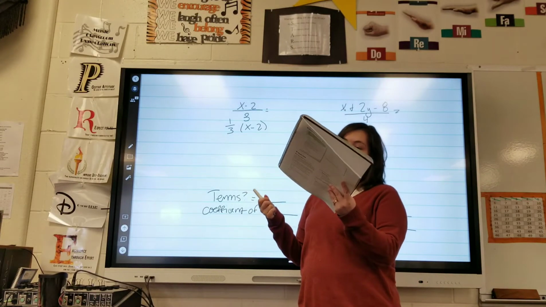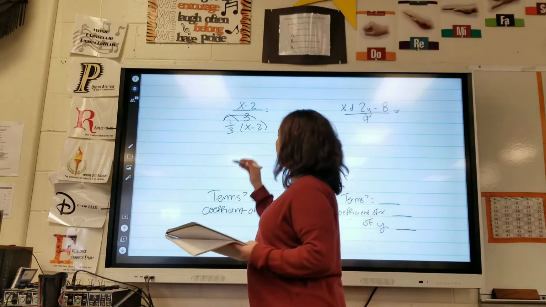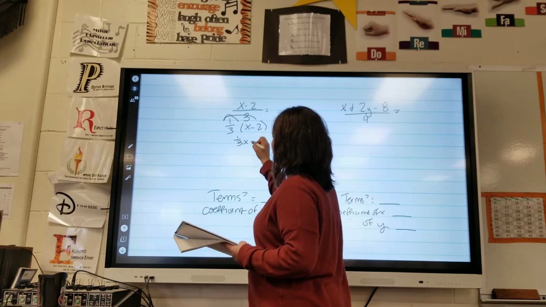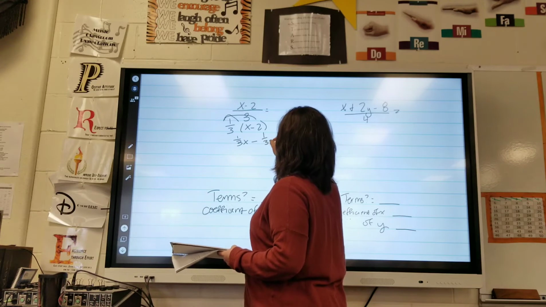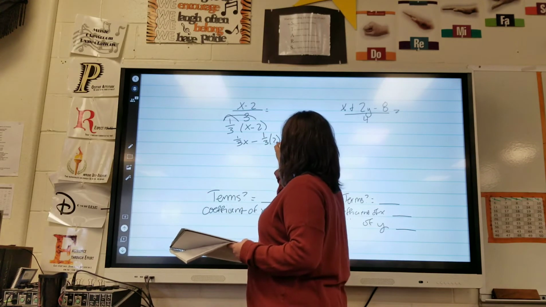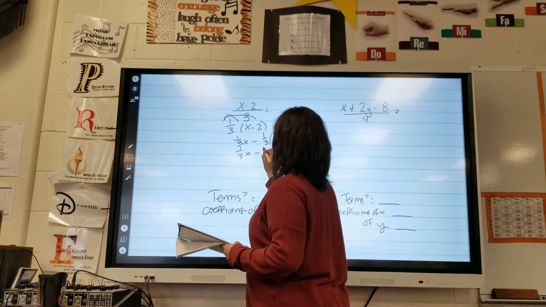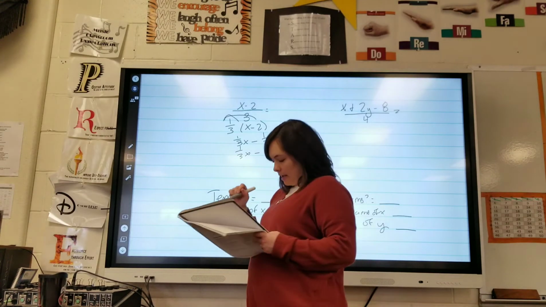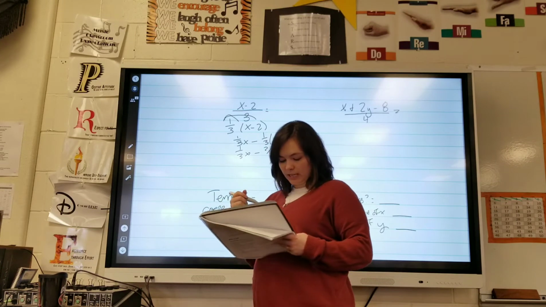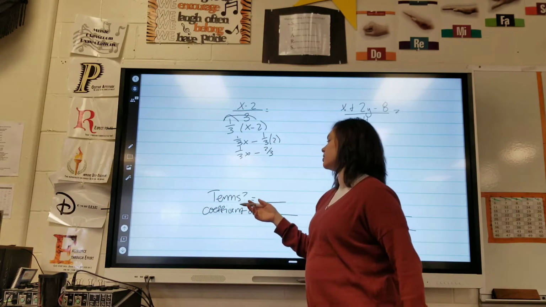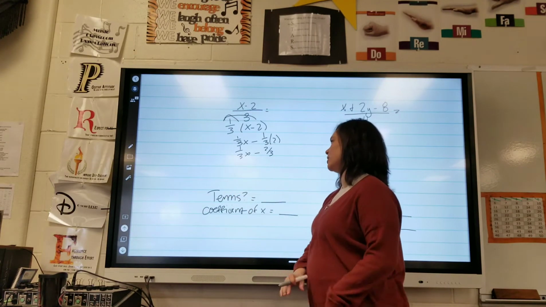So in this case now, we can distribute in the 1/3, and we get 1/3 x minus, because they're still negative, 1/3 times 2. Well, 1/3 times 2 we know to be 2/3, so we can then rewrite this as 1/3 x minus 2/3. When we are looking at this, now we have to figure out how many terms do we have and what is the coefficient of x.